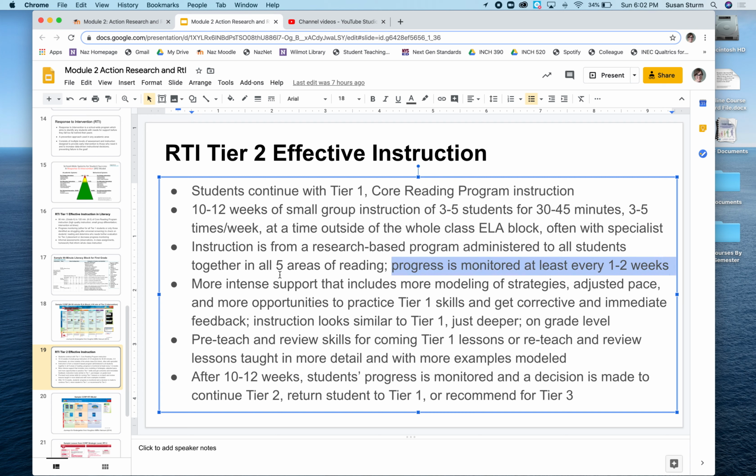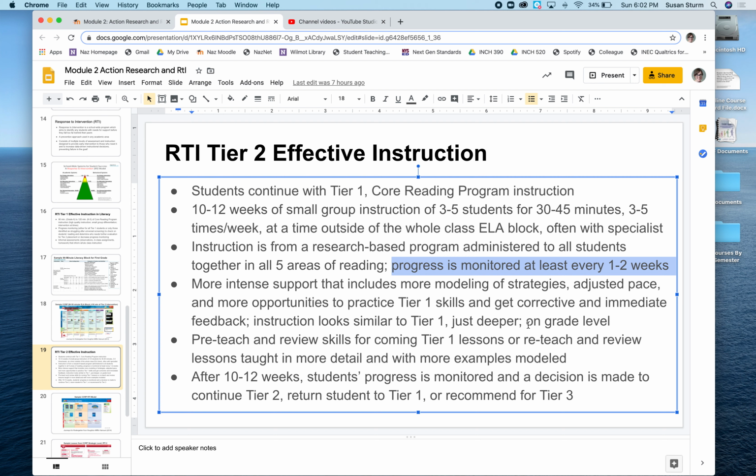with literacy assessments. Sometimes that's a running record, sometimes that's a phonemic awareness test, however you need to monitor. And then more intense support that includes more modeling of strategies, adjusted pace, and more opportunities to practice Tier 1. So essentially Tier 2 is going to look very similar to Tier 1. It's just going to be deeper, more reinforced, sometimes slower rollout of the strategies and skills from Tier 1.